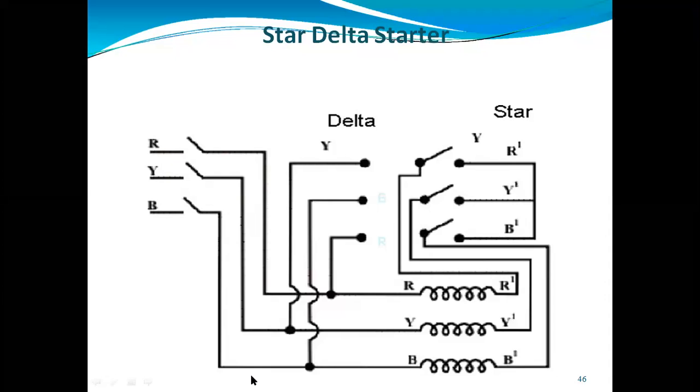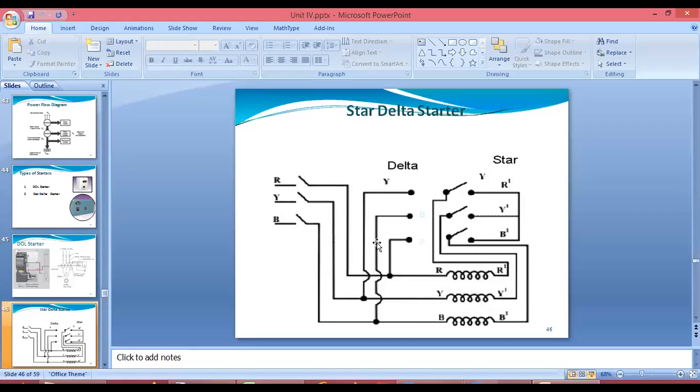the stator winding of the three-phase induction motor is nominally delta connected. Just wait, you will see the diagram here. When we say delta, you can see we are connecting the R sequence to the Y sequence. This is the R sequence. We are connecting this to the Y sequence, and the B sequence here. So we are connecting the stator as a delta.